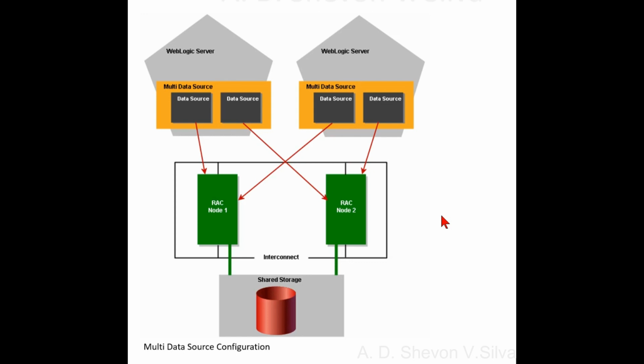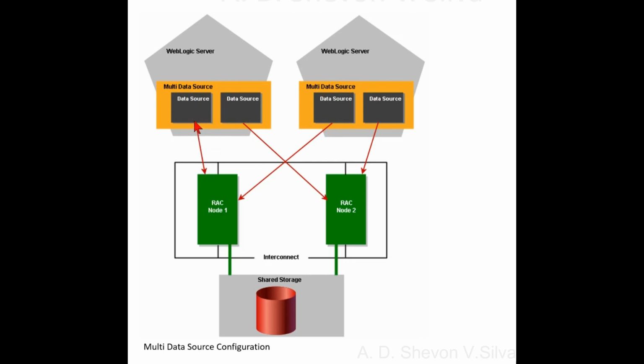The multi-data source determines which generic data source to use to satisfy the connection request based on the algorithm type specified in the configuration. That is failover or load balancing. Here you can see a multi-data source in WebLogic Server. Here data sources are in the multi-data source. Here also data sources are in the multi-data source.